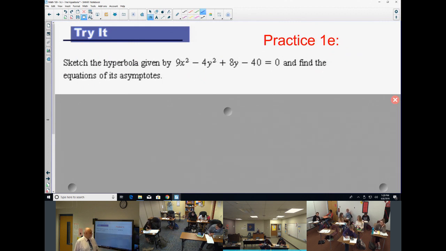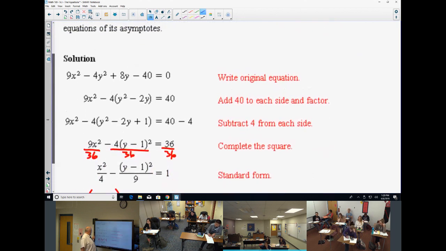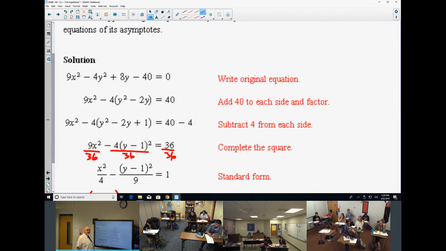Is it x squared over 4 minus y minus 1 squared over 9 equals 1? I think that's what you said right there. Good job. Any questions on that? Anybody like me to go through it?